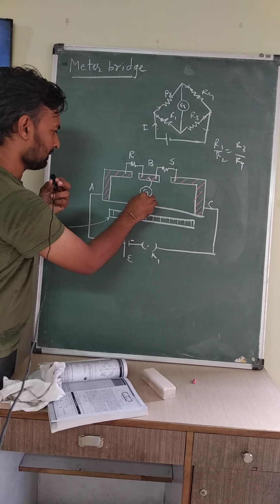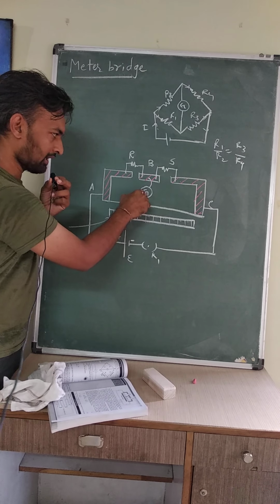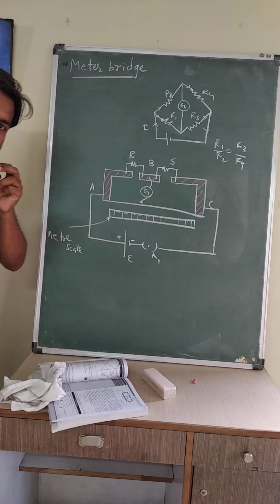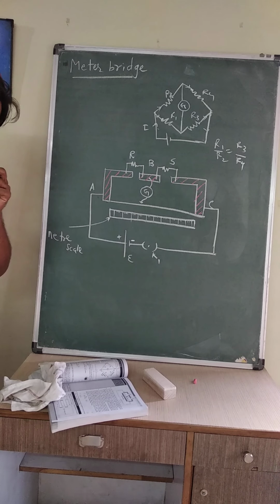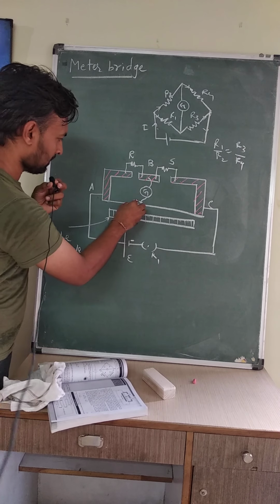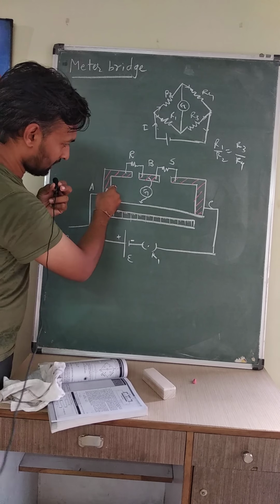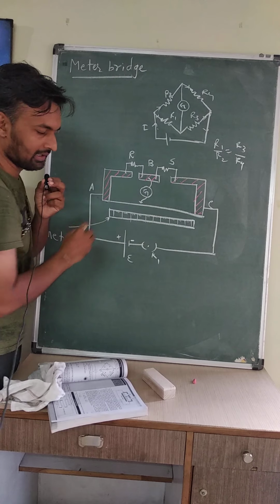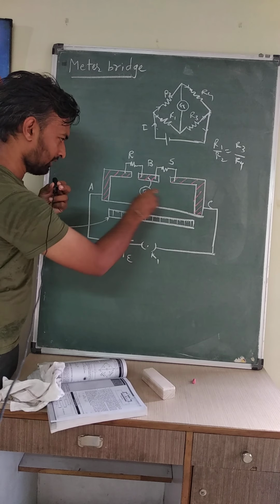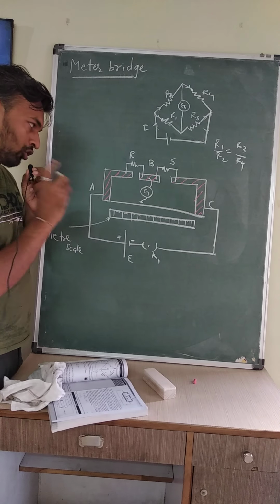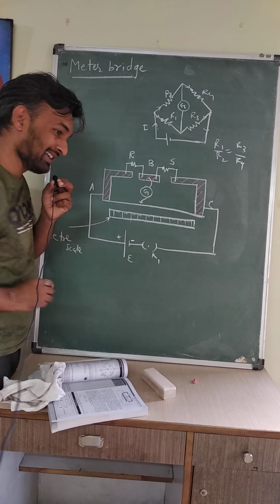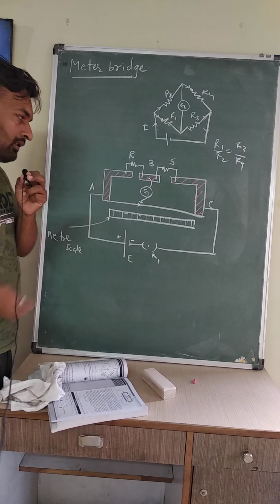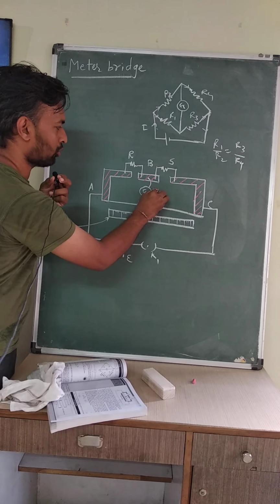So if I put a galvanometer, one end of the galvanometer is at point B, and the other end of the galvanometer is connected with the jockey. The jockey is a kind of metallic device which is moved on this copper wire, or we can say the resistor, in such a way that at one point you will find the value of the galvanometer equal to 0.